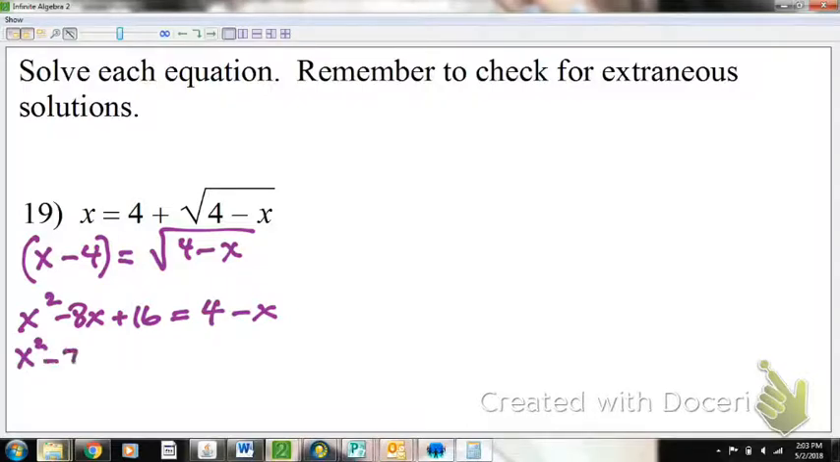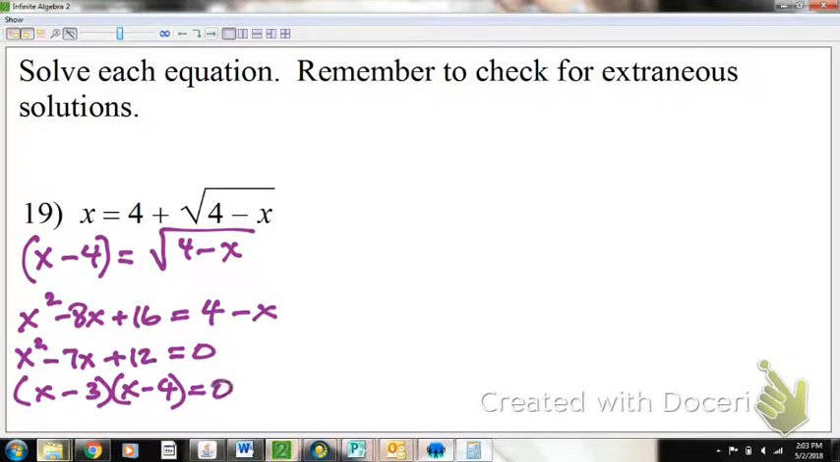If we add x to both sides, we get x squared minus 7x. Subtract 4 from both sides, we get plus 12 equals 0. And this will factor as x minus 3 times x minus 4 equals 0, which tells me I've got two solutions, x equals 3 or x equals positive 4.